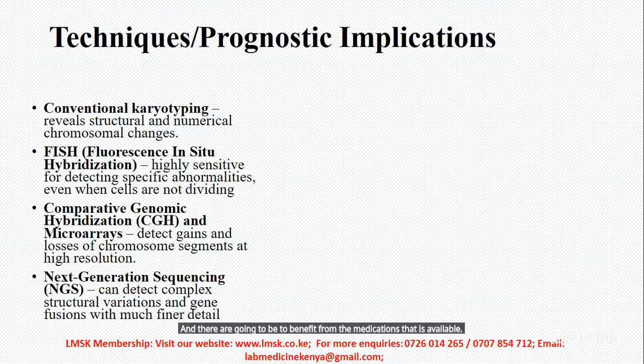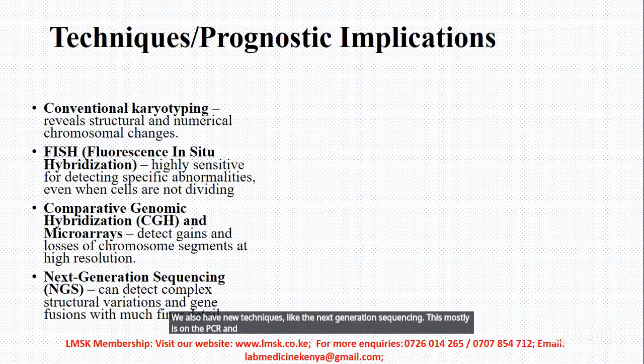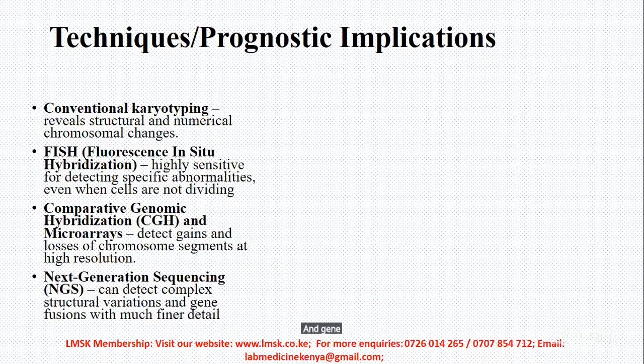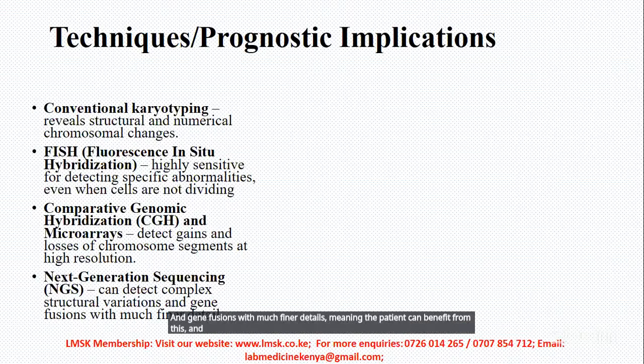We also have new techniques like next generation sequencing. This mostly is on PCR and other machines. It can detect complex structural variations and gene fusions with much finer detail, meaning the patient can benefit from this. And whoever is dying because of hematological malignancy should not die any further because now we understand what we can do about them.